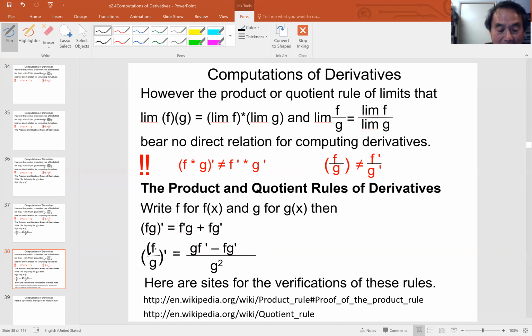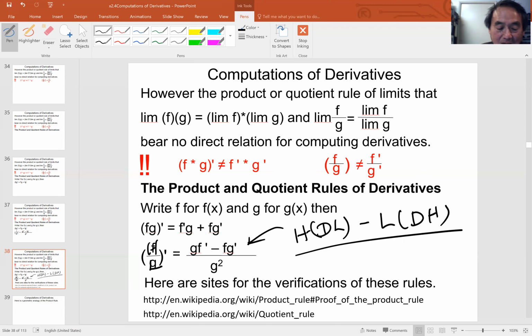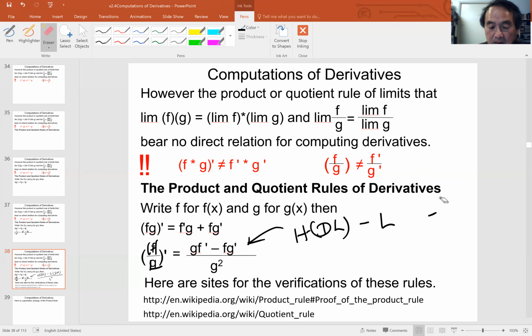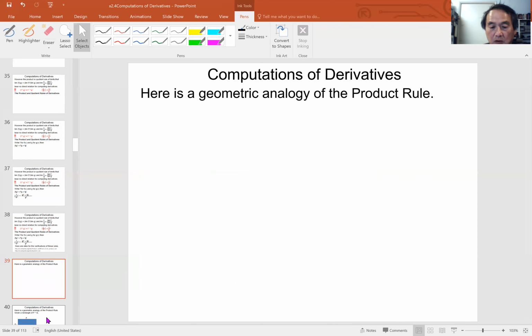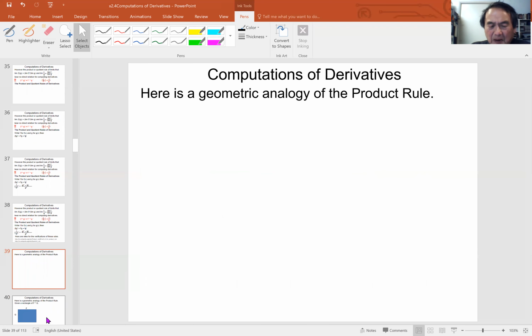But the derivative of the quotient is not symmetric. If we call the numerator high and the denominator low, then there's a phrase for this: low d high minus high d low. That is, low times the derivative of high, minus high times the derivative of low, and the whole thing over low squared. This is just a trick for remembering the formula. You can find the justification for these formulas at the following links, so we won't go through it.